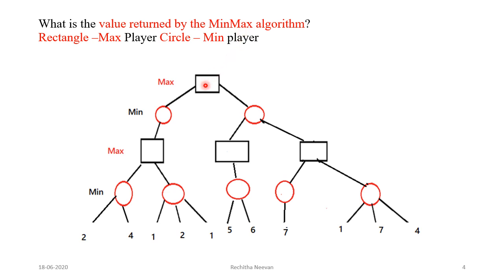Here we have to apply the min-max algorithm at this root node, which is a max node. Here a rectangle represents a max node and a circle represents a min node. In order to make a decision at each level, it has to traverse till this depth until it sees the utility values.